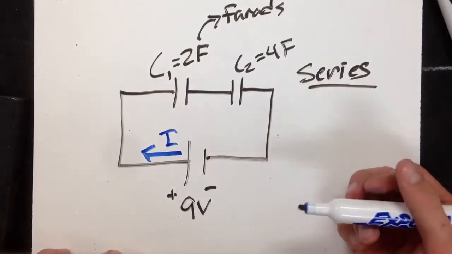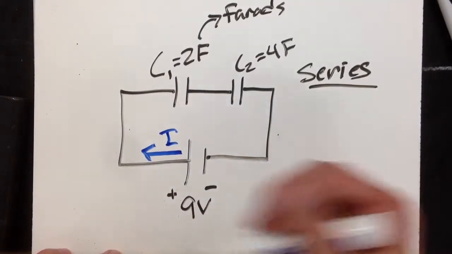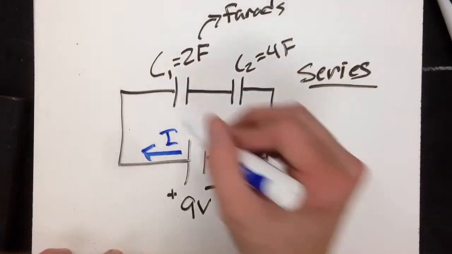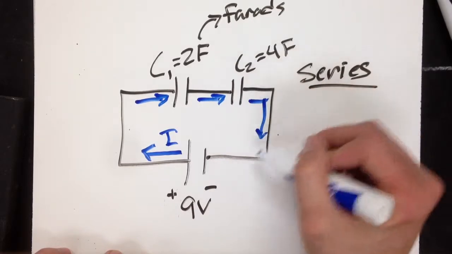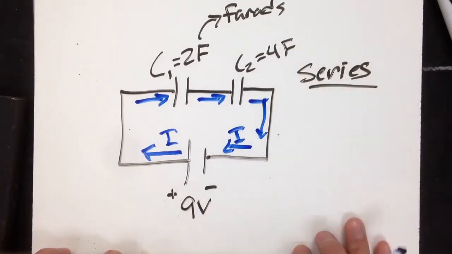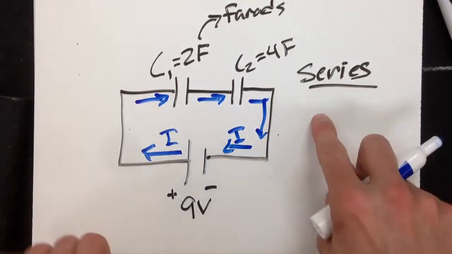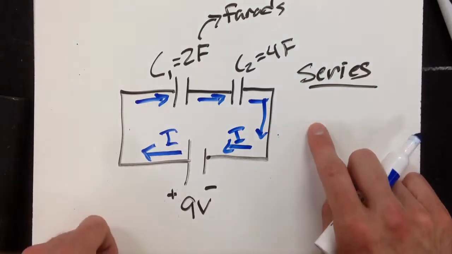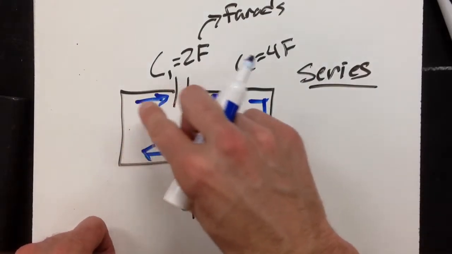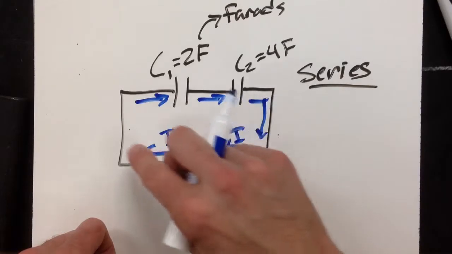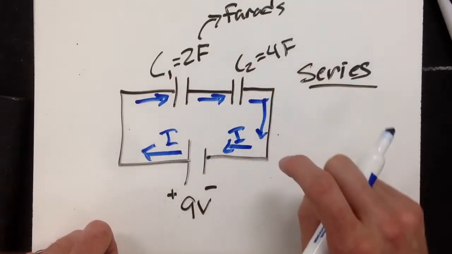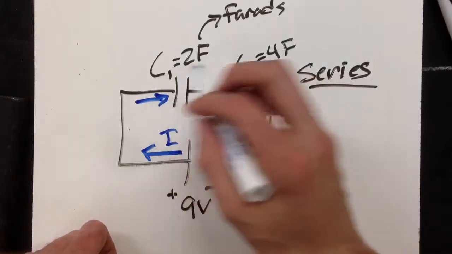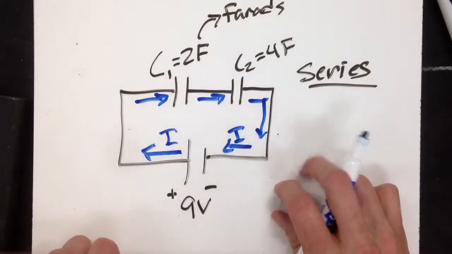This is conventional current flow. So current is flowing out of here. Current flows into that capacitor, and then back to my battery. For something to be in series, there can only be one path that current can take. So the current has to go in there, has to come out there, and then go back into that capacitor. So those two are in series with each other.